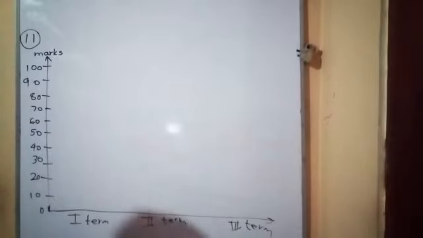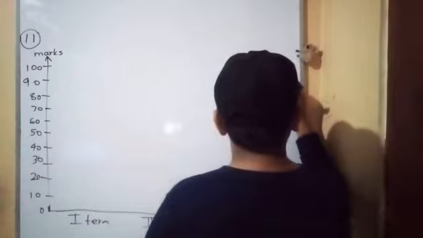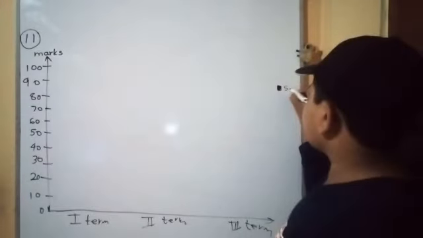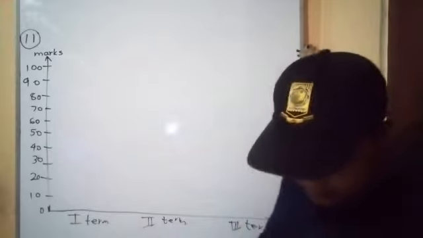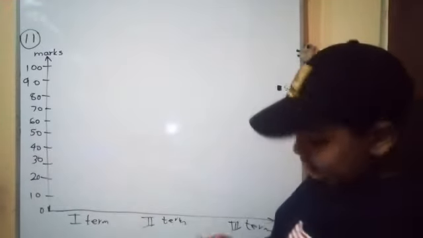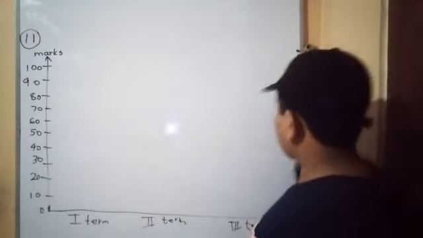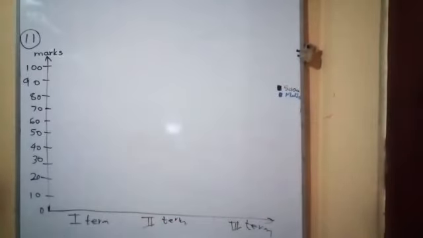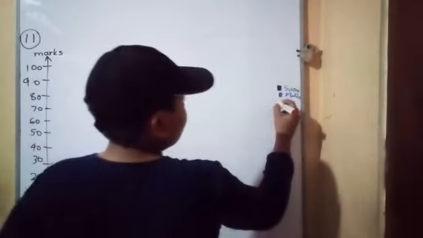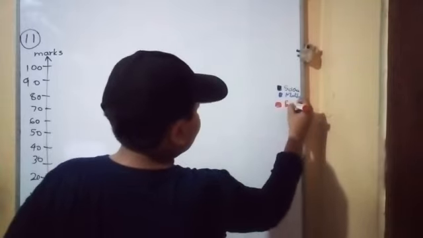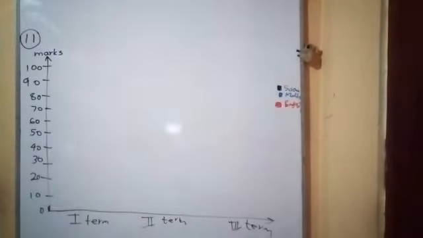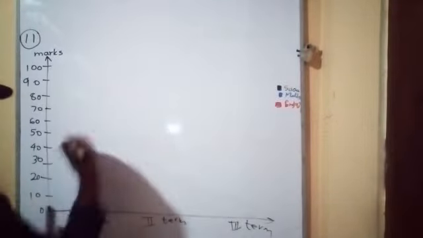Like this. Now in that I can name, this is science. Now this is the maths. Maths, in the blue color. In the black color, science. In the red color, English. So let's see. Now in science, in the first term they have 60.